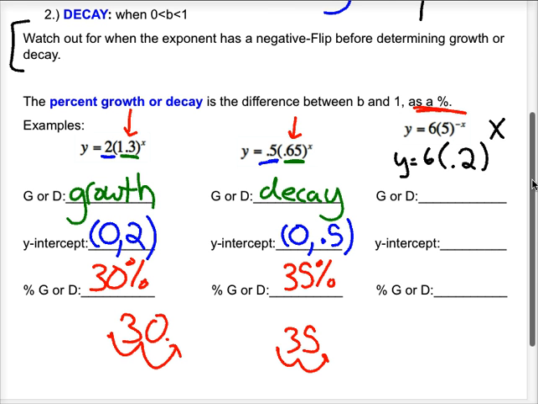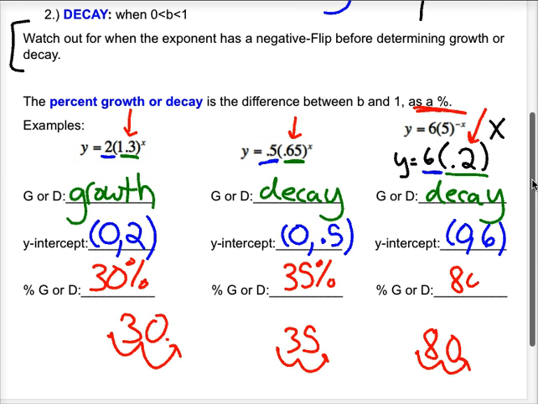So that would be how I would tackle this, okay? Because now it looks like all of the others that we just did, and we can properly calculate this. Now that number is clearly less than 1, so we're going to be talking about a decay situation. The y-intercept: look at that multiplier, that a value. So my y-intercept is going to be 0.6. Percent growth or decay: well, I look back to this number, to 0.2. It has a difference of 0.8 from 1. But to turn that into a percent, move that over. So that's going to be an 80% decay.